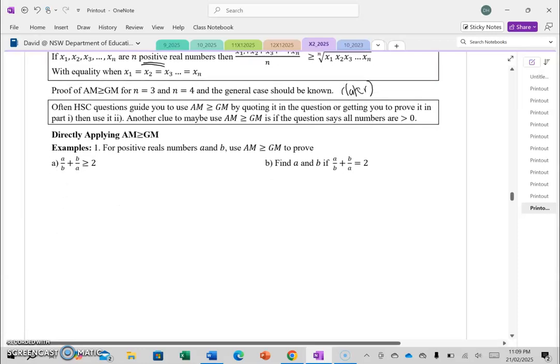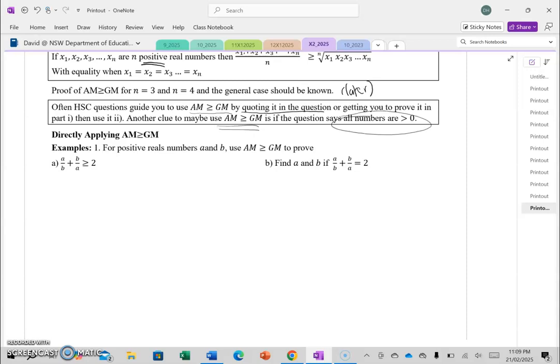Often HSC questions guide you to use AM greater than or equal to GM by quoting it in the question. It's very often that they'll give you the result in the question and you'll need to sub in, or they'll get you to prove it in part I and then use it in part II. Another clue that you might use AM greater than or equal to GM is if it says that all the numbers are positive. For positive reals, use AM greater than or equal to GM.